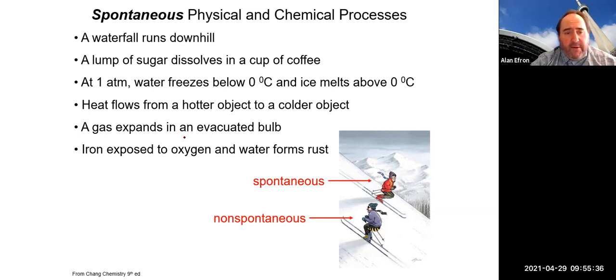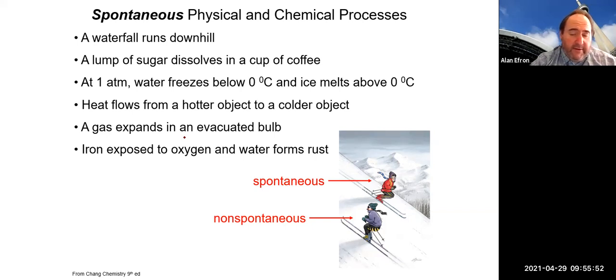Iron exposed to oxygen will form rust. Basically, those are the three things you need to make rust: some iron, oxygen, and a little bit of moisture, and you're good to go.